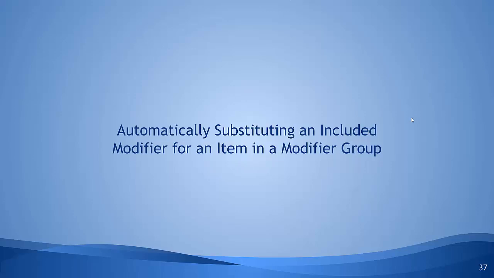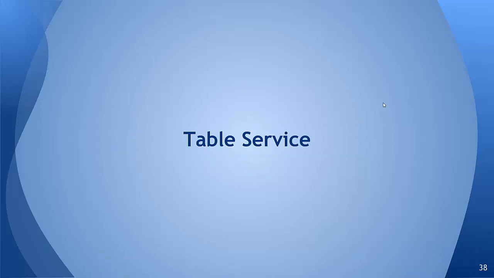Automatically substituting an included modifier for an item in a modifier group. For instance, if an item is included, we can now configure it to let you swap that modifier out again. Cheeseburger would be a good example. If I had a cheeseburger that comes with American cheese and I want to make that Swiss, if I configure it correctly, we can allow the system to automatically unselect American cheese when I press the Swiss button. Again, it's all about speeding up the customer turnover.